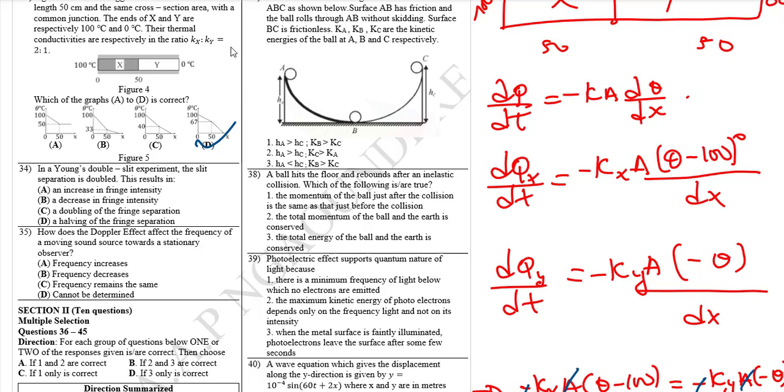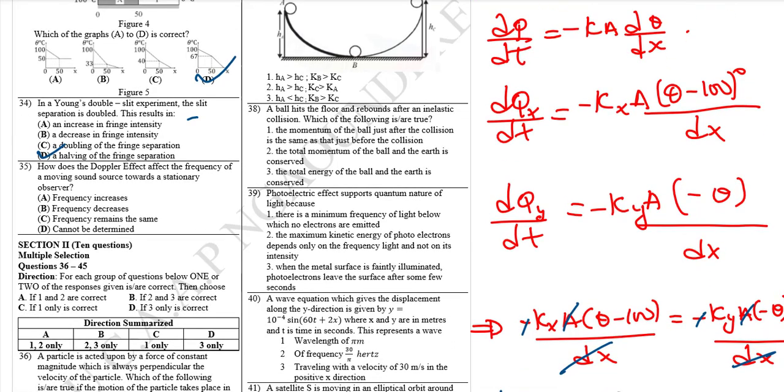Question number 34. In a Young's double slit experiment, the slit separation is doubled. This results in increase in fringe intensity, no. Decrease in fringe intensity, doubling fringe separation, halving. So we have y is equal to lambda D divided by e. So what has happened? The slit separation is doubled. So if this doubles, you see that y definitely becomes half, or y1 becomes half of y. So it is halved. So the correct option is D.